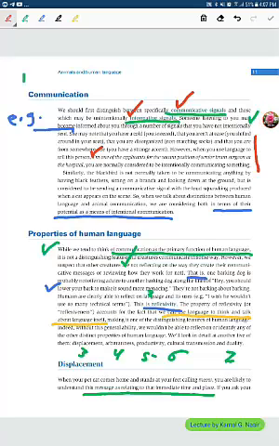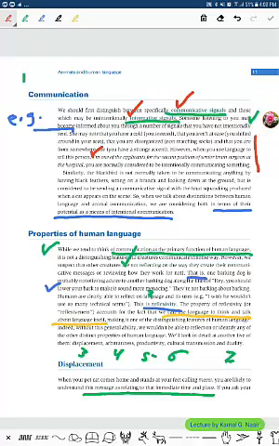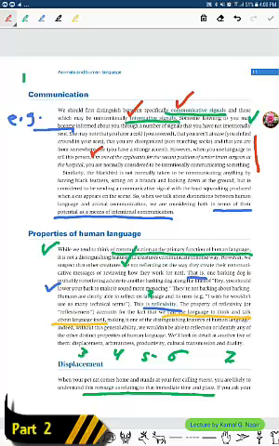So both of these, communicative signals and informative signals, we consider them both in terms of their potential as a means of intentional communication. You see? As intentional communication. Good. Other properties of a human language.